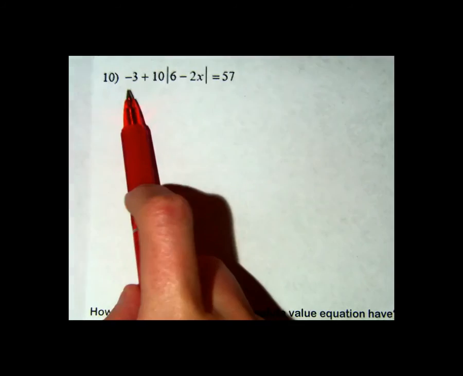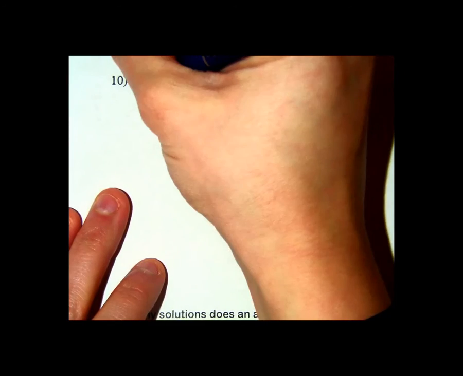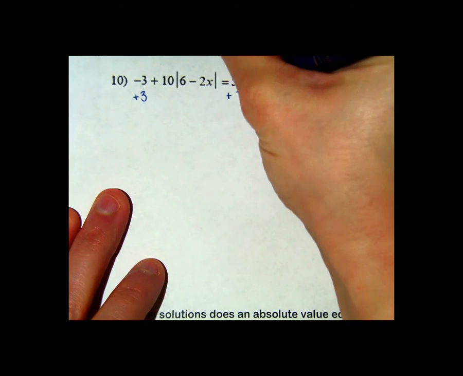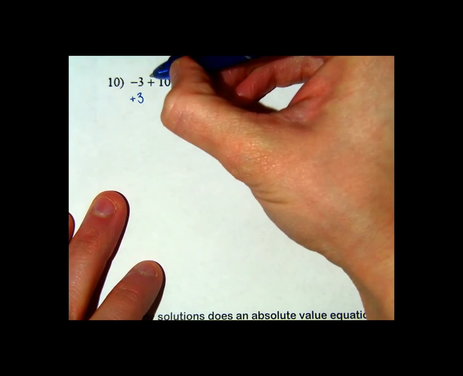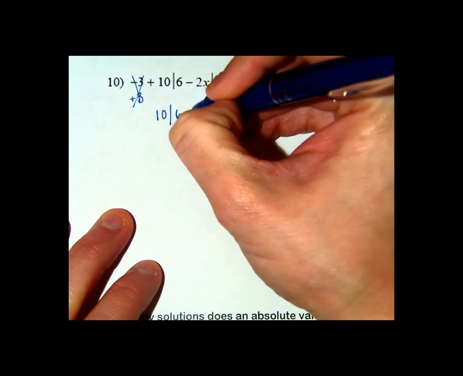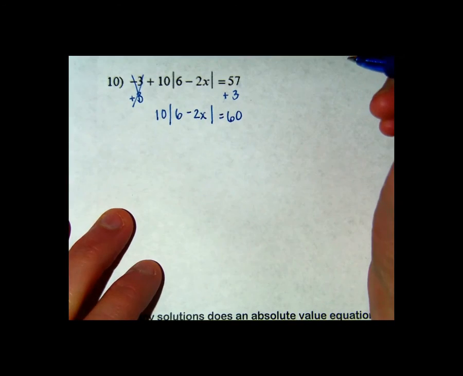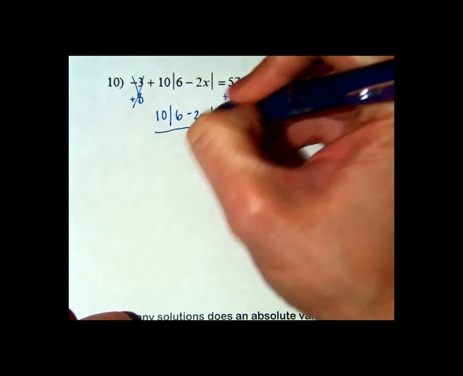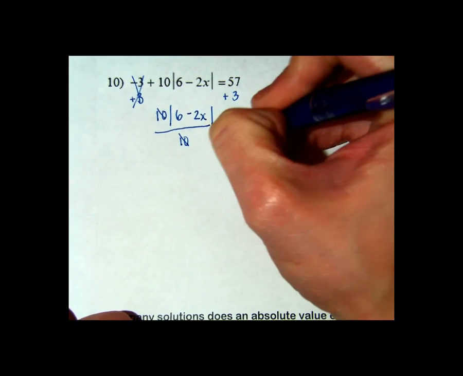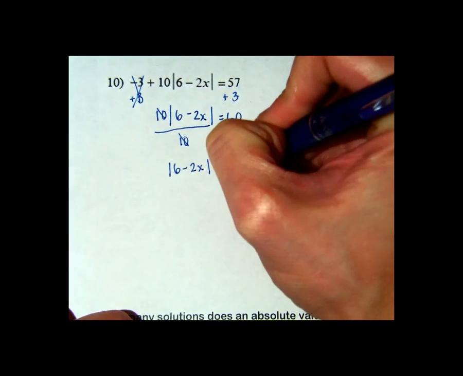Number 10, again, I've got that situation where I told you this does not mean I have negative 3 plus 10. This 10 is multiplied, so I cannot add those two together. So I'm going to move this 3 first by adding it. I'm adding it because it has a negative, not because this is positive or anything like that. We're not looking at that symbol. So 10 times the absolute value of 6 minus 2x equals 60. And we're going to divide by 10 to get the absolute value by itself. So the absolute value of 6 minus 2x equals 6.